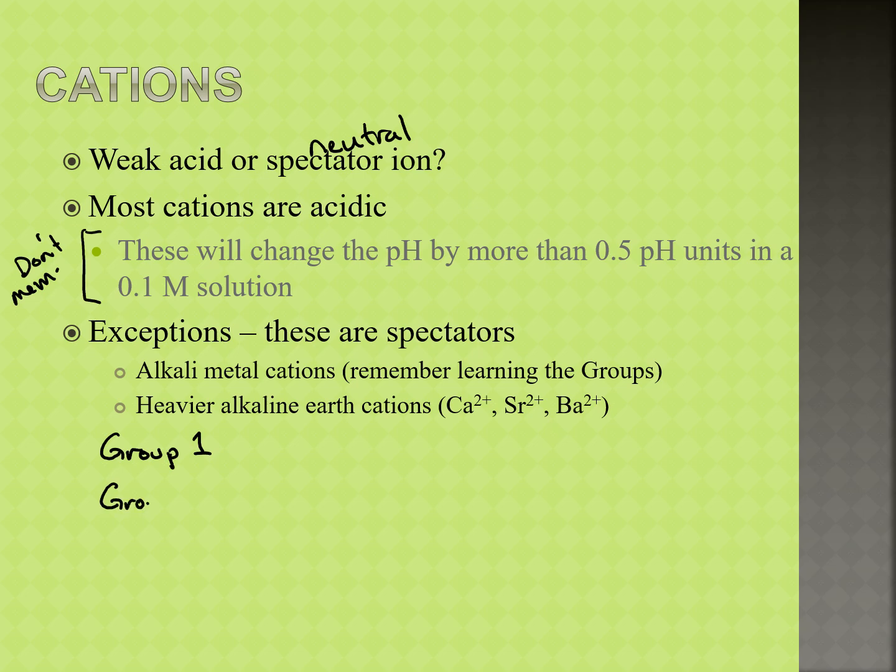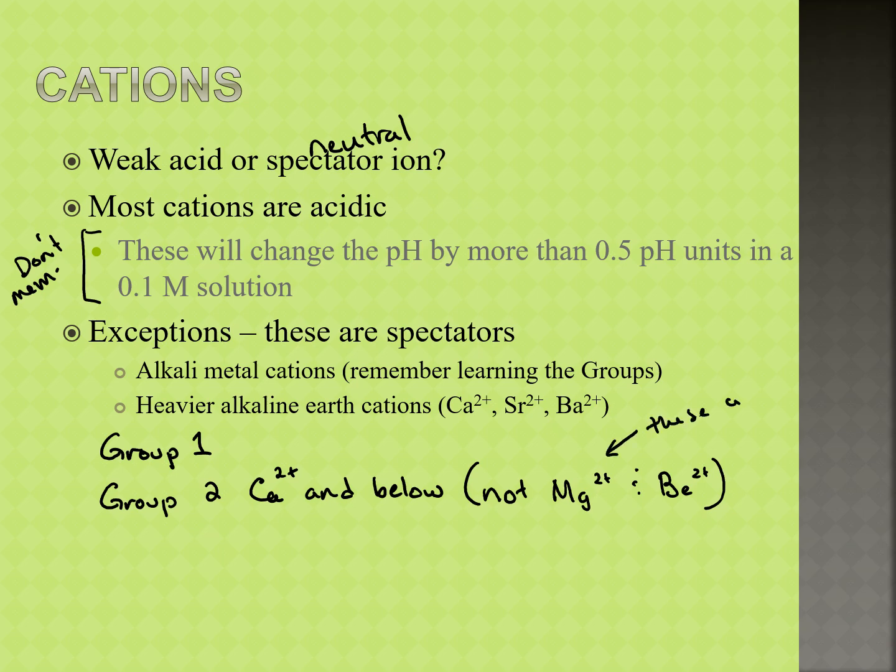So group 2, calcium and below. I show that as being strontium, barium, calcium, radium. So not magnesium and beryllium. These are acidic. So what you need to know is that group 1 are spectator, neutral, and then group 2, calcium and below, are going to be neutral. All others are acidic.